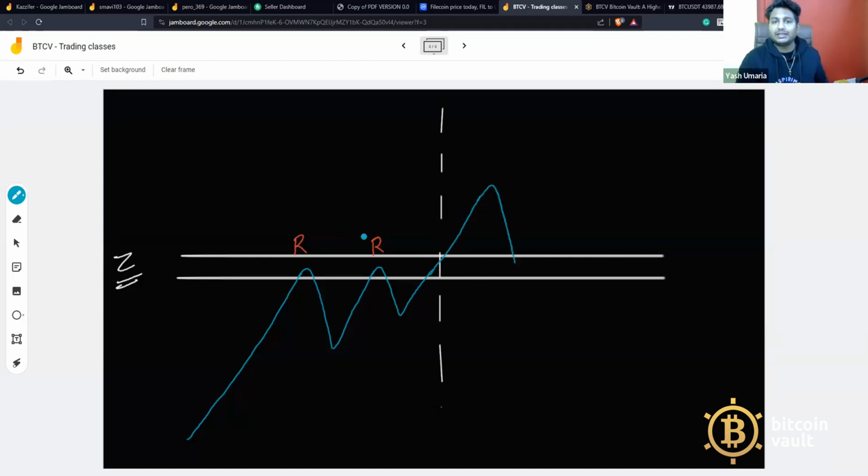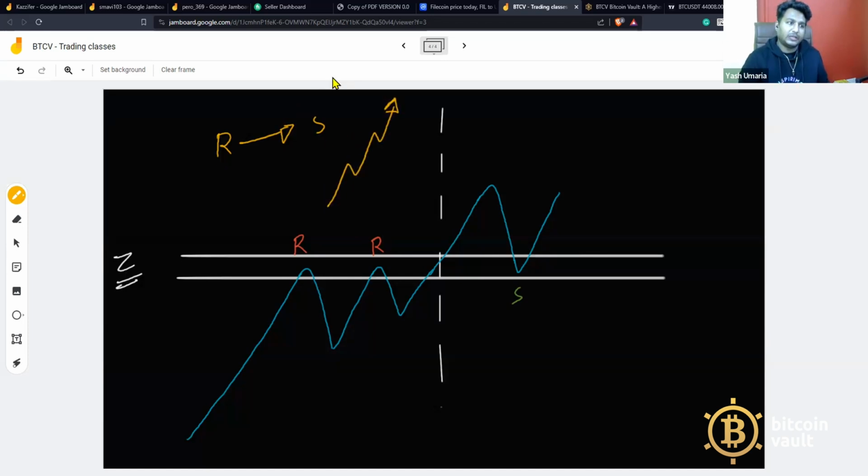So now what will happen? The same resistance zone might act as a support. So from this particular zone, the market might move up. So now what happened here is the same zone that was acting as a resistance is now acting as a support. So this is how a resistance converts into a support. A resistance zone converts into a support. Most of the time, this will happen when the market is moving in the upper direction.